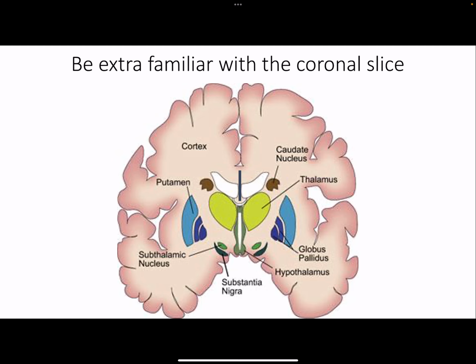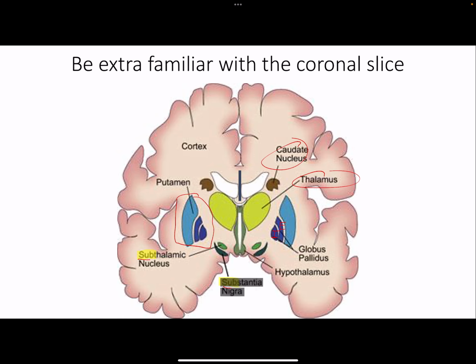And I would also know the coronal slice here. So here again, we have the putamen with the globus pallidus, both the externus one on the external side and the superficial side, and then the deeper internal one. The caudate nucleus is up here. The thalamus is kind of in the center of everything. And then we have the substantia nigra. So I just think of sub being below.